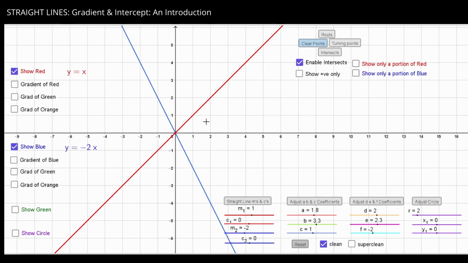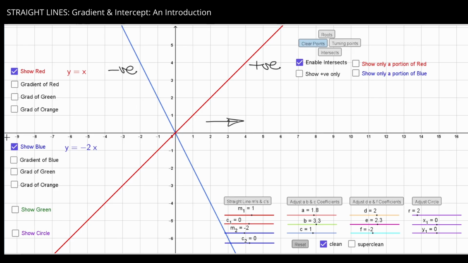We defined gradients as when we go from left to right and we have to climb, as we do if we walk along the red line, then this has a positive gradient. But in the case of the blue line, you can see, as we go from left to right, we're going down the slope, and this has a negative gradient.